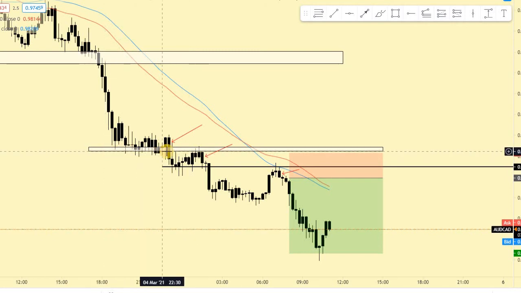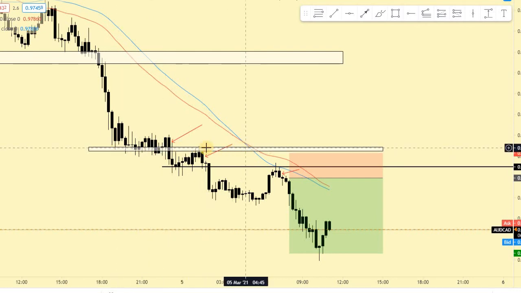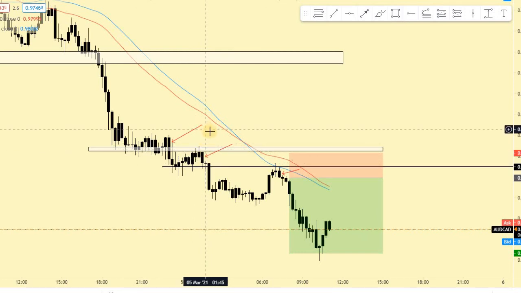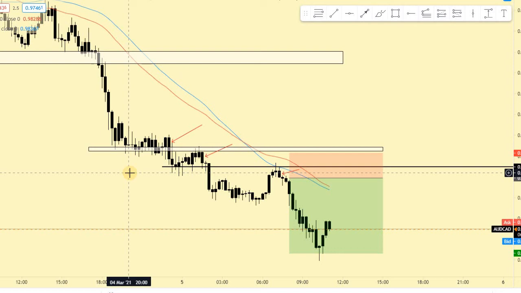In this place, this level was acting as a support, and now this level is acting as a resistance, resisting the upward movement of price. And that is evident from the wick rejection, the wick formation. And when we see wick formation, it is not yet time for us to enter our trade.